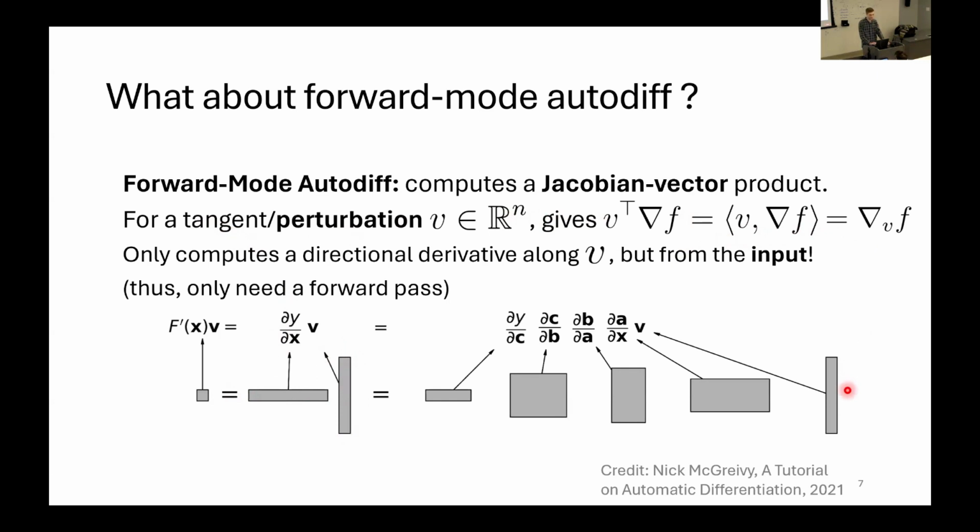Compared to reverse mode autodiff, where you start from the output to compute the gradient, now we start to collapse computations from the input. So we start here with our direction v, and we multiply starting from the first Jacobians. And then in the end, you obtain this scalar.